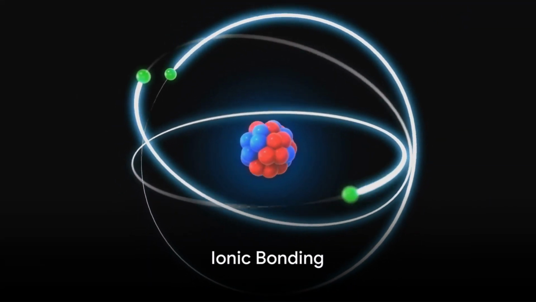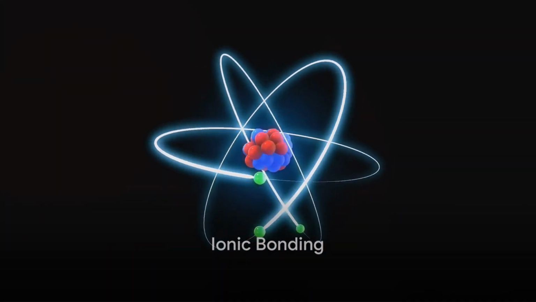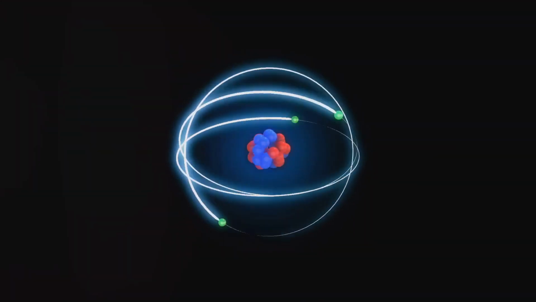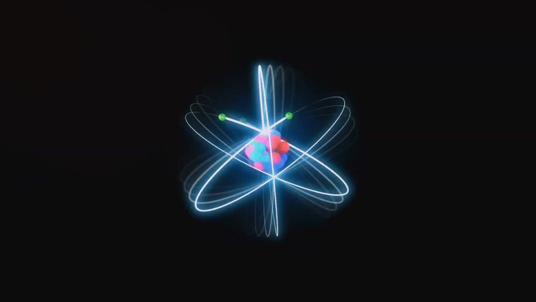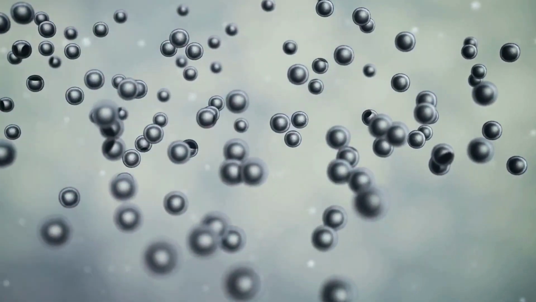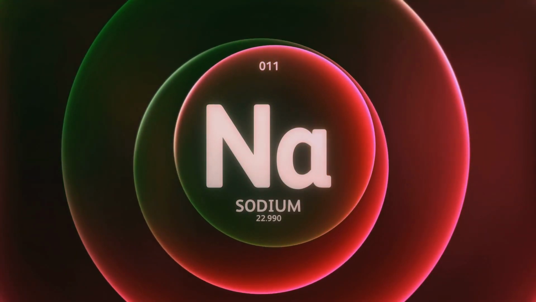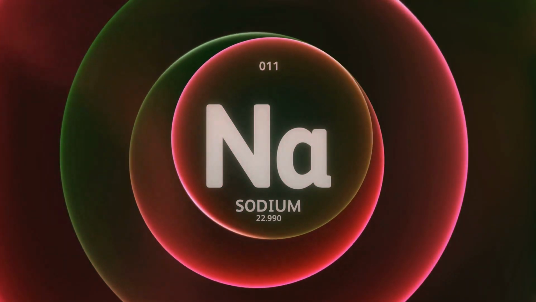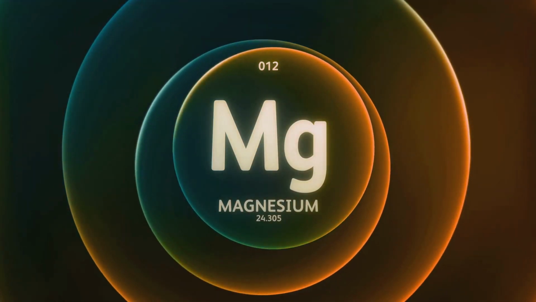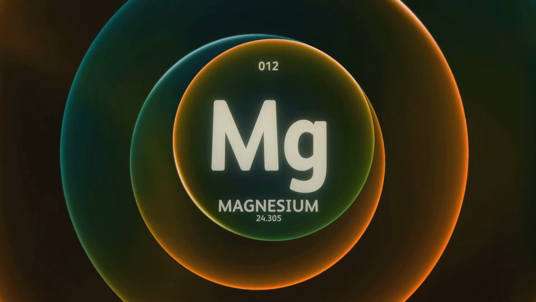Picture this: a metal and a non-metal react. Electrons are transferred from the metal atoms to the non-metal atoms, forming ions. This results in what is known as an ionic compound. For example, when sodium reacts with chlorine, it forms sodium chloride. Similarly, magnesium and oxygen react to produce magnesium oxide.